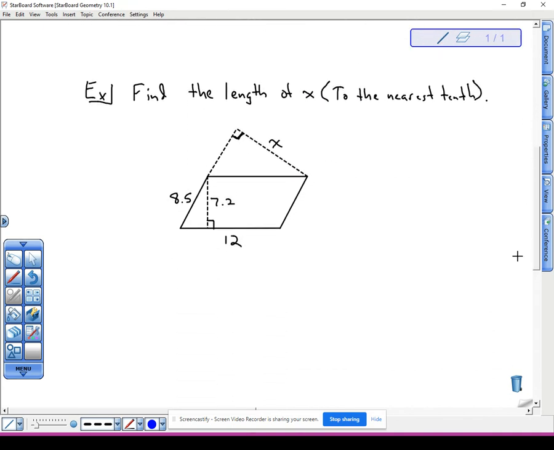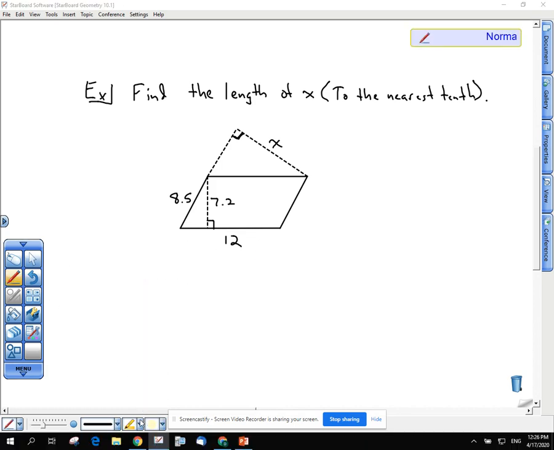This is a lot like example 2. The height that corresponds to the 12, let's give this some units. Let's say feet. These are all in feet, okay, 8.5 feet. The height that corresponds to the 12-foot base would be 7.2 feet. I could calculate the area of this parallelogram.